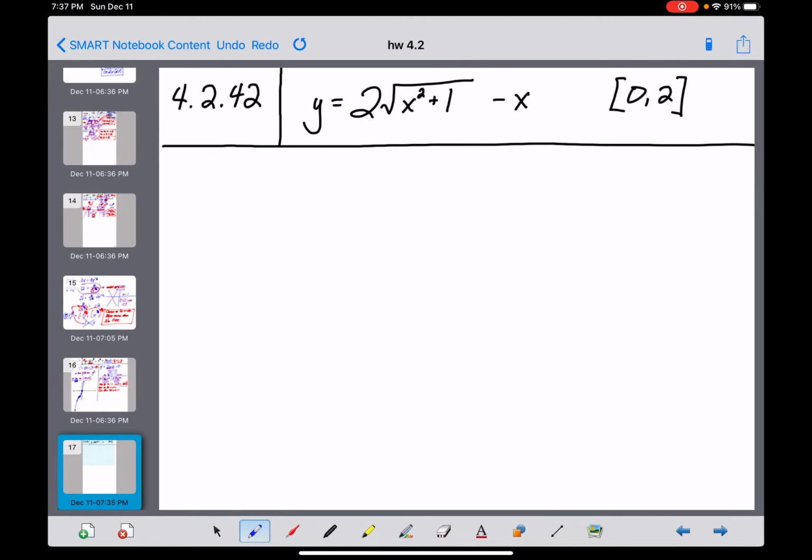Number 42 here is asking us to find min and max values of the function on this interval by looking, of course, at critical points and endpoints. So we have our two endpoints right here. Let's find some critical points.